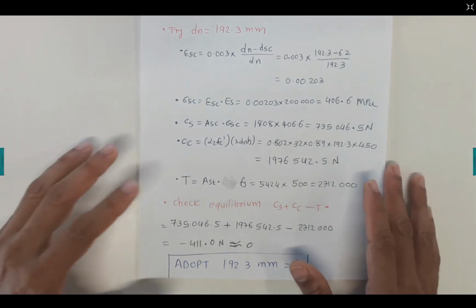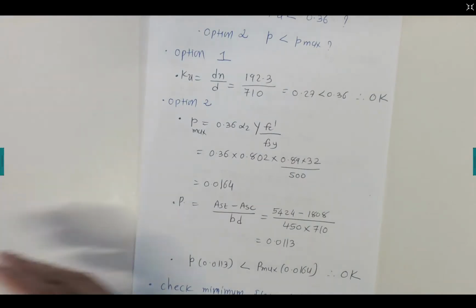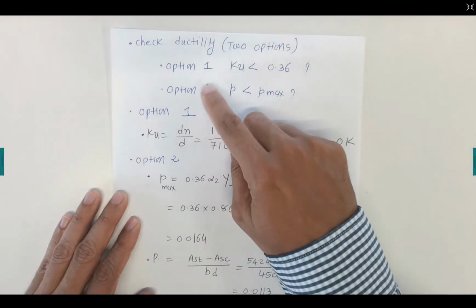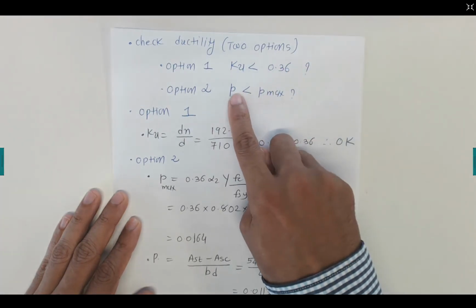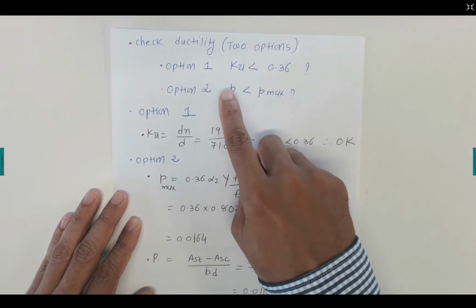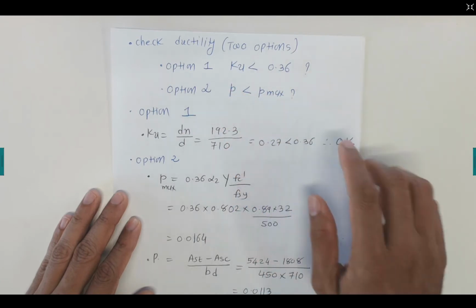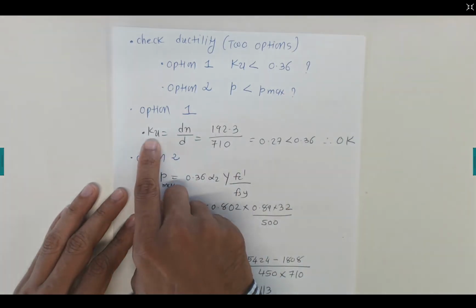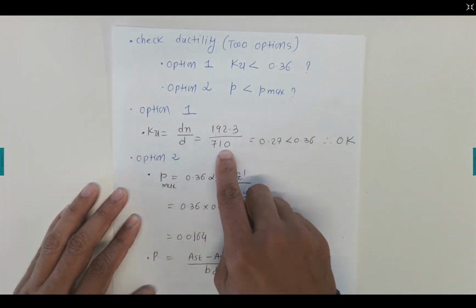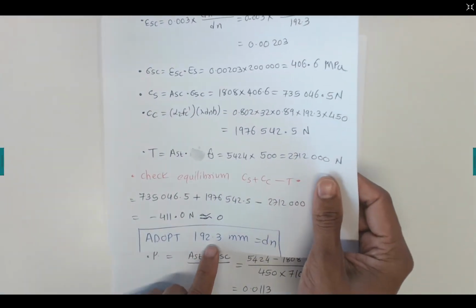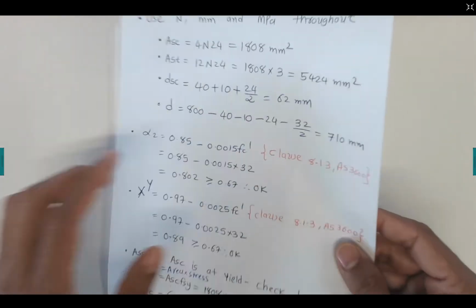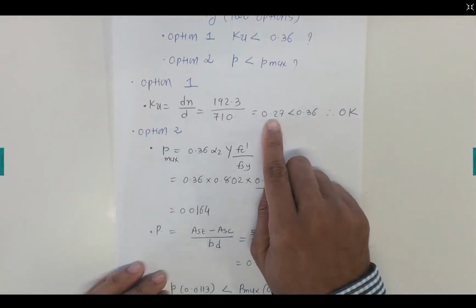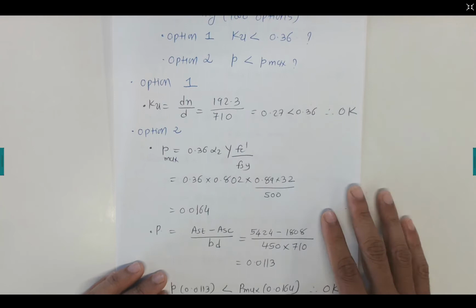For this DN value we're going to do 2 checks. One is the ductility check. For ductility checks we have 2 options. We can find KU and check whether it is below 0.36. If it is, that is okay. Or we can find the actual reinforcement and the maximum reinforcement, and compare. Option 1: KU is DN over D. We have DN adopted as 192.3 and the D value is 710 millimeters. So this gives 0.27, which is less than 0.36, so ductility is okay.